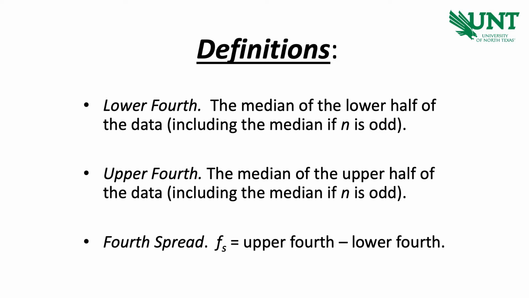Lower fourth is the median of the lower half of the data, including the median if n is odd. Just remember right now, the number of data is 11, which is odd. Upper fourth is the median of the upper half of the data, including the median if n is odd. And finally, fourth spread is the difference between the upper fourth and the lower fourth.